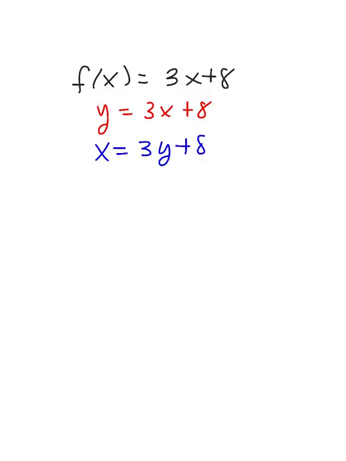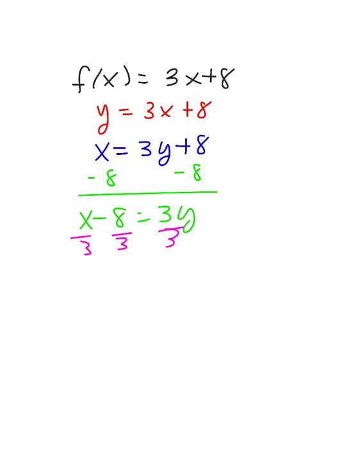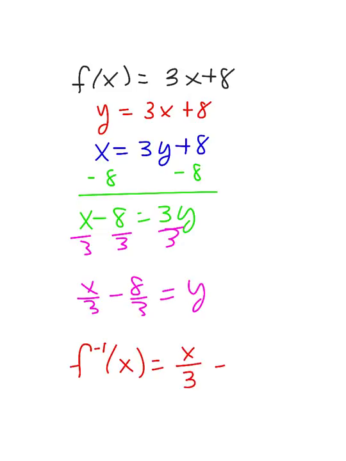Solve for y, so minus 8. X minus 8 equals 3y. Divide both sides by 3. So I get x over 3 minus 8 over 3 is equal to my y. And that is a function, so it is the inverse of f of x is equal to x over 3 minus 8 over 3. Okay, so let's take a look at number 2b.